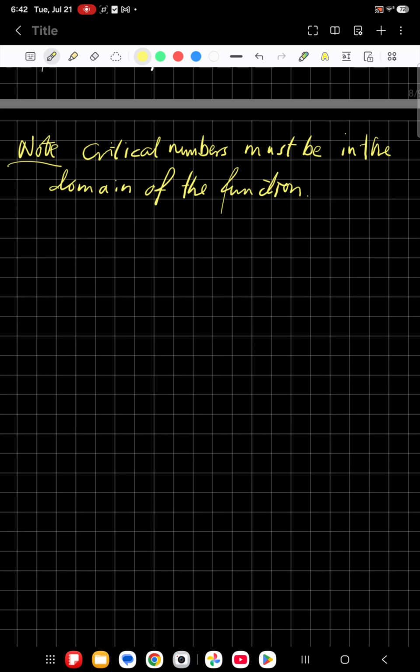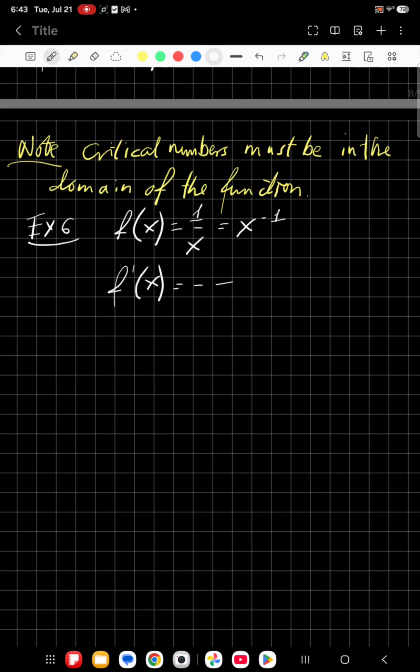So here's example 6, and it goes like this: f of x equals 1 over x, and let's rewrite it x to negative 1, and then f prime of x. And again, you can pause the video, it's a good exercise. Negative 1 over x squared.